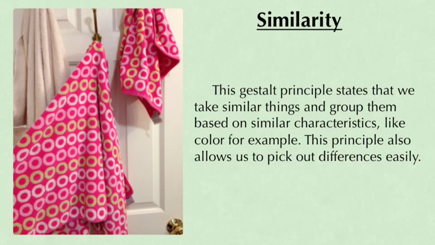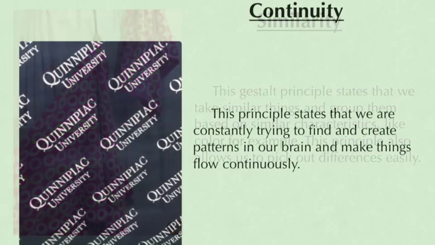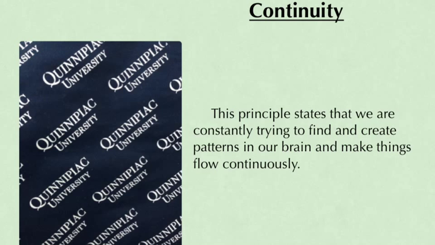If there was a single black dot in the middle of the other dots, it would be easier to pick out because there are no other dots of the same color. Similarity affects our perception by allowing us to group things based on characteristics and by allowing us to pick out differences.